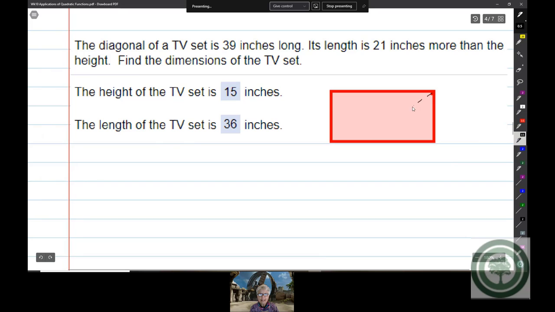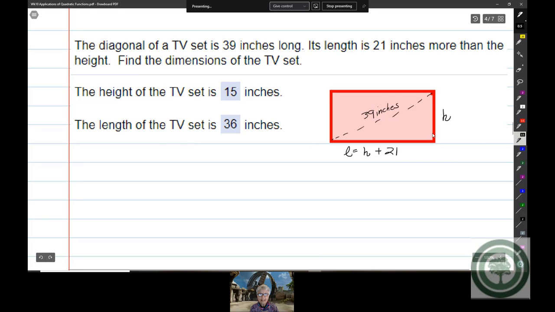There's the diagonal, and it's 39 inches long. Here's the height, and the length is 21 inches more than the height. Its length is 21 inches more than the height. Find the dimensions of the TV set. In other words, we're finding the measurements of the TV set.